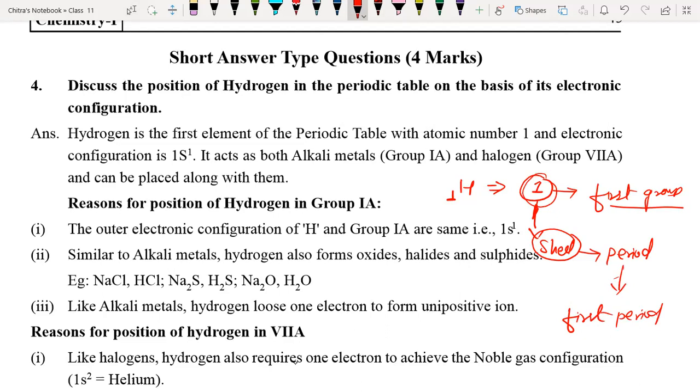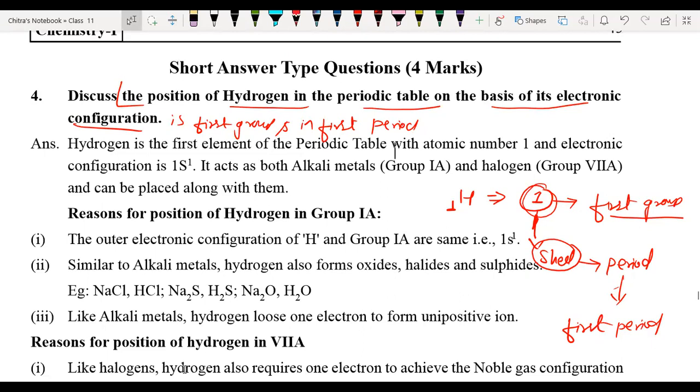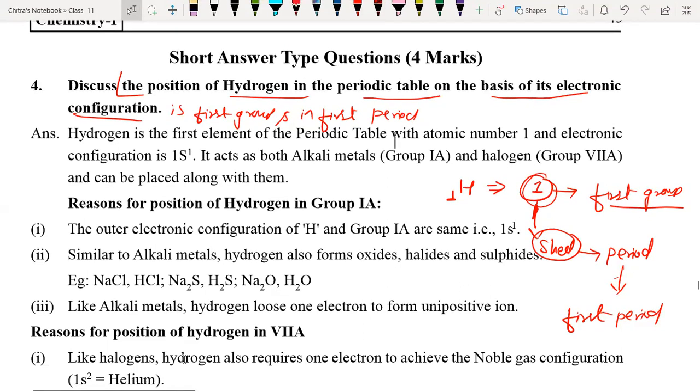Understood, beta? Yes, sir. So you can write here the position of the hydrogen atom in the modern periodic table on the basis of its electronic configuration is first group and in first period. That's all, nothing more than that. Done? One second. Yes, sir, done.